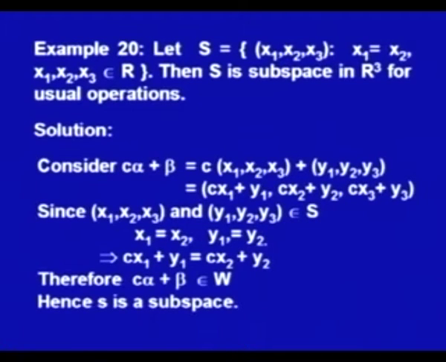Again consider the combination c alpha plus beta, which is equal to c(x1, x2, x3), this triplet belonging to S, plus (y1, y2, y3) belonging to S. Then simplifying the right hand side, we will have (cx1 plus y1, cx2 plus y2, cx3 plus y3). Now, since (x1, x2, x3) and (y1, y2, y3) belong to S, they must satisfy the given constraint, that is x1 is equal to x2 and y1 is equal to y2. Using this condition, we can see that cx1 plus y1 will also be the same as cx2 plus y2. That means this constraint will be satisfied by the right hand side of c alpha plus beta, and therefore c alpha plus beta belongs to S, and hence it is a subspace.